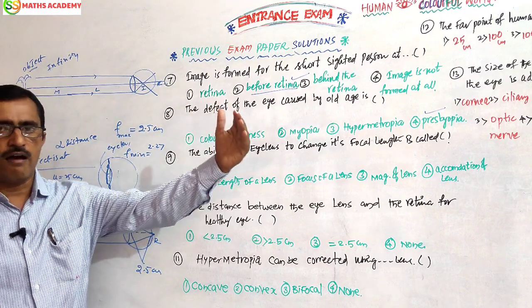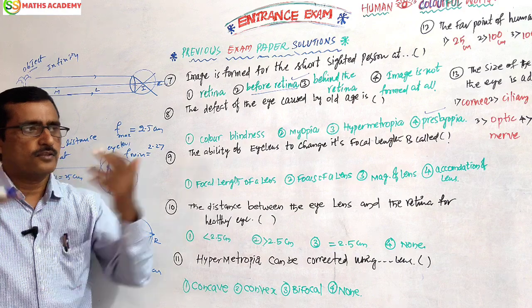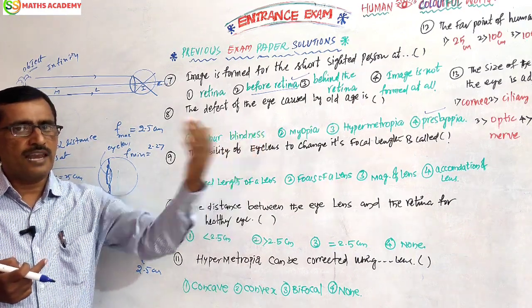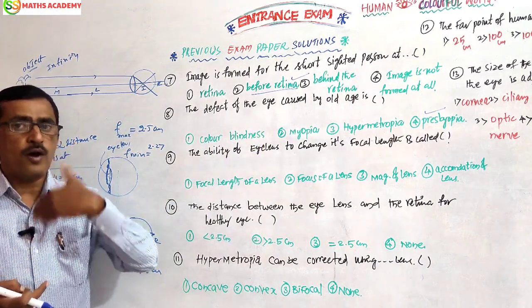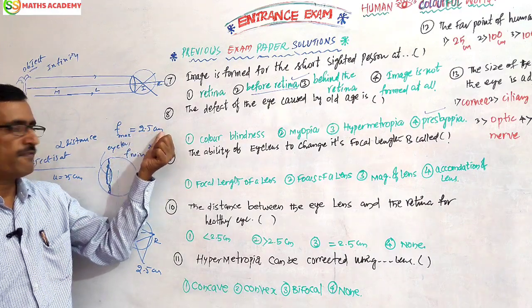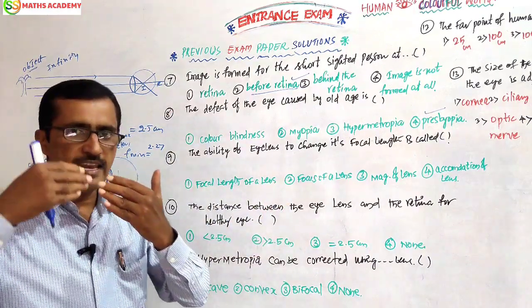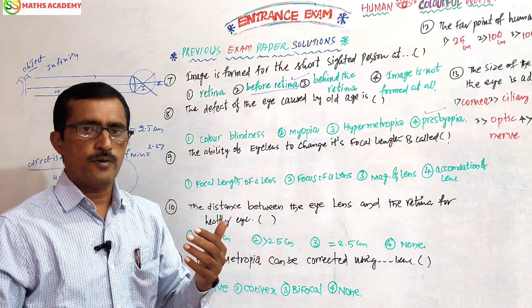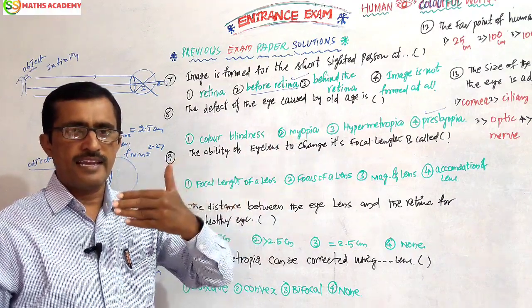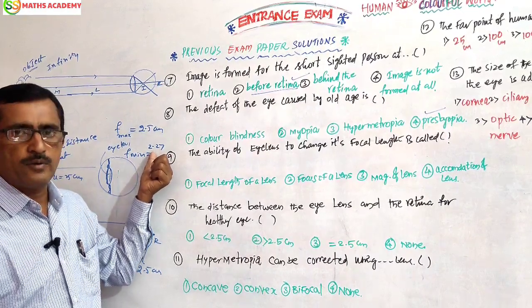Because when you see a long distance object, the ciliary muscles are getting relaxed. Therefore, the maximum amount of light enters our eyes, and the focal length increases. Then the focal length will be maximum, 2.5 centimeter. When you see a near object, the ciliary muscles contract. Therefore, minimum light only enters our eyes. That's why the minimum focal length will be 2.27.